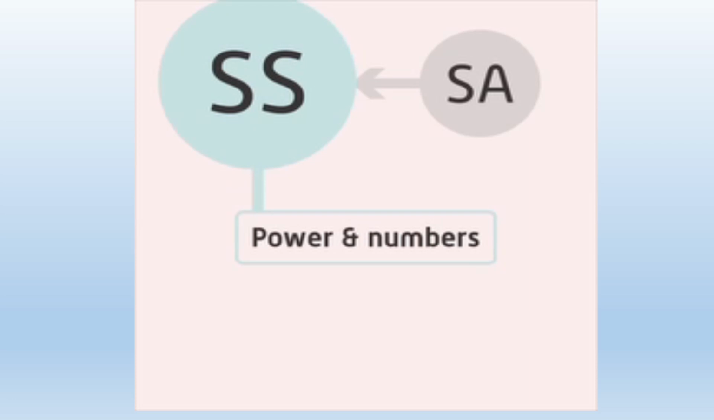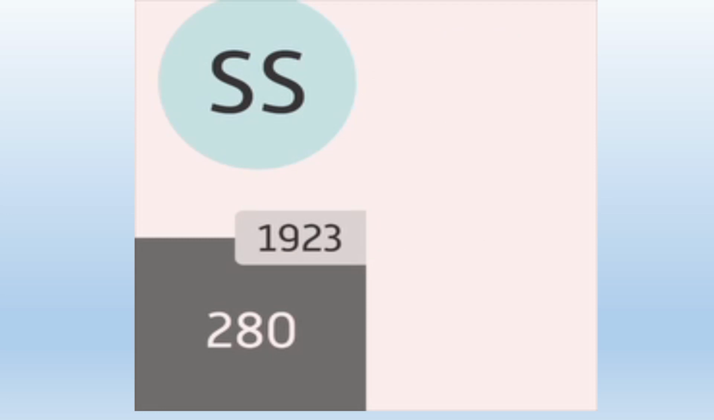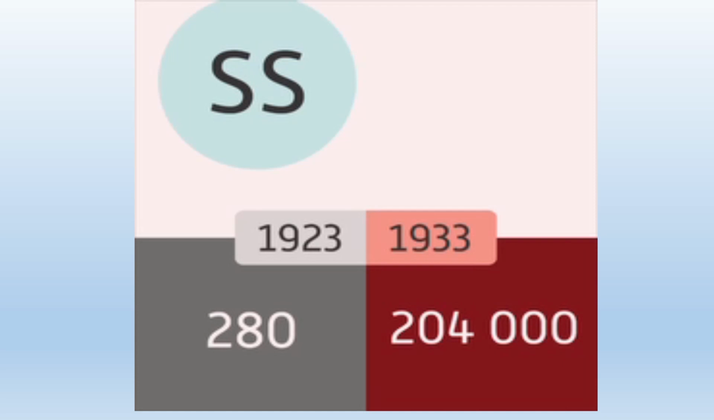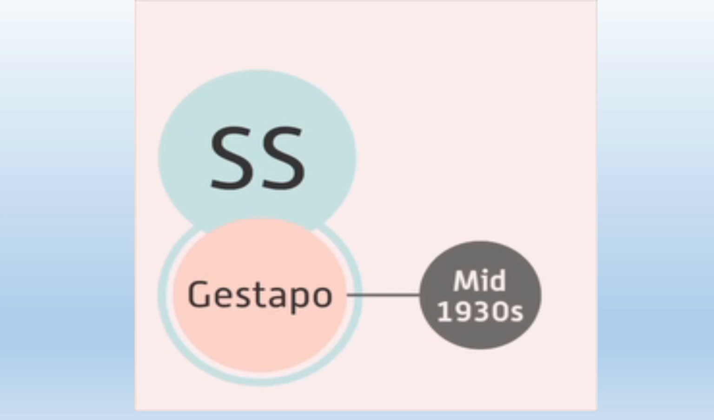The SS had, in fact, begun life as a division of the SA, but grew dramatically in power and number as the Nazis gained more and more power. In 1923, they numbered just 280. 10 years later, they were almost 1,000 times stronger. The SS took control of the Gestapo in the mid-1930s.